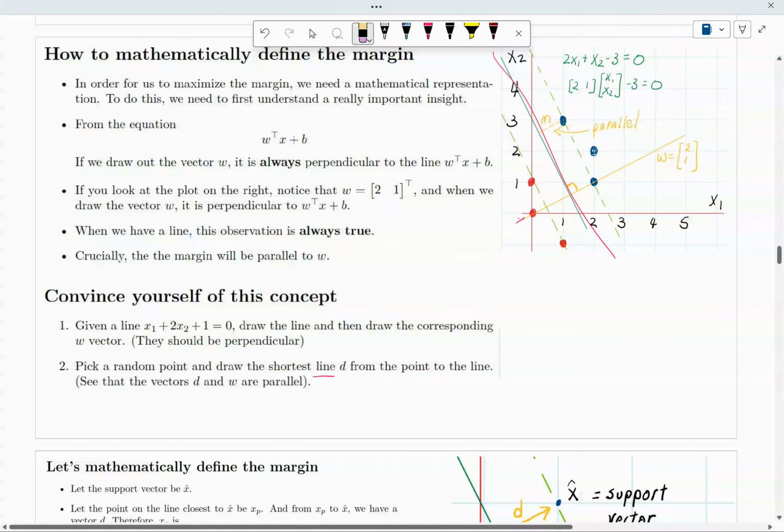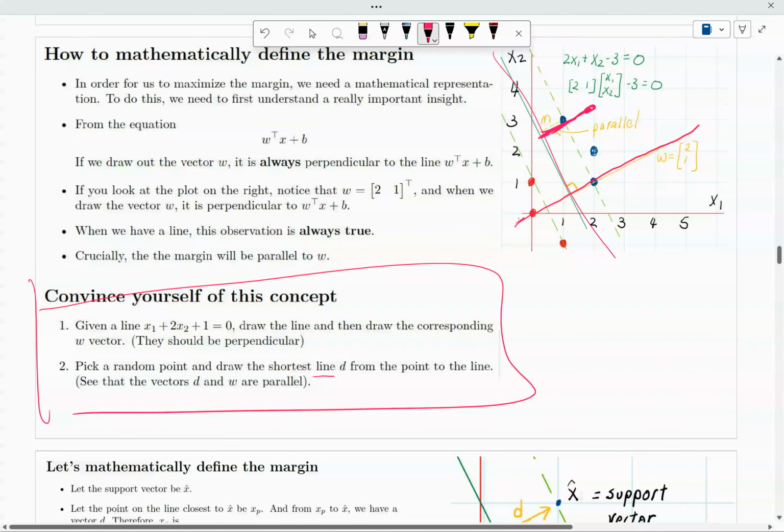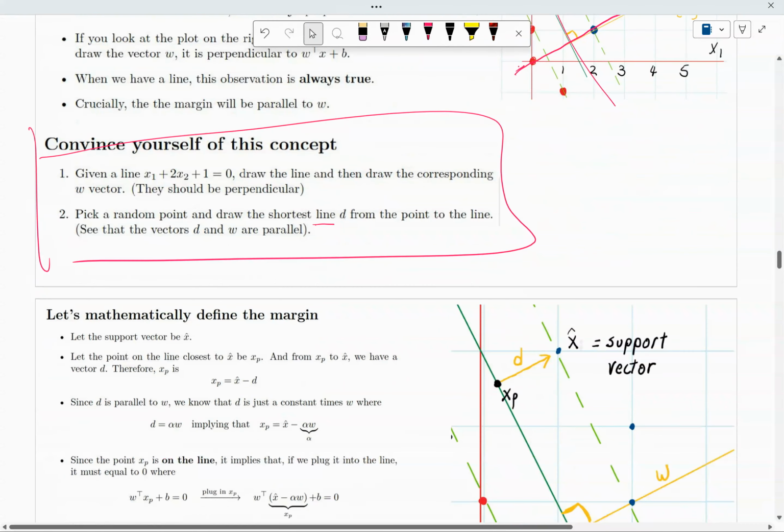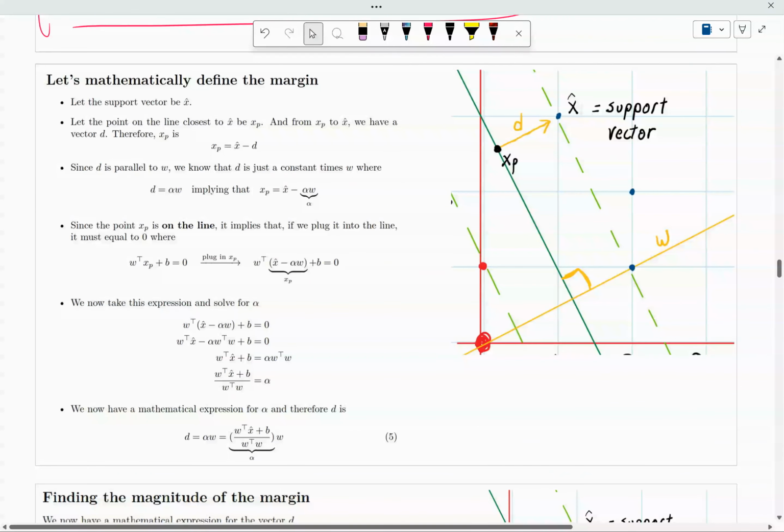Once you have this, pick any point. When you draw the shortest line to the line, this should be parallel to W. So these two should always be parallel with each other. Try to convince yourself of these two facts. Once you're ready, we'll move on. Remember, we're trying to mathematically define this distance, which we call margin.